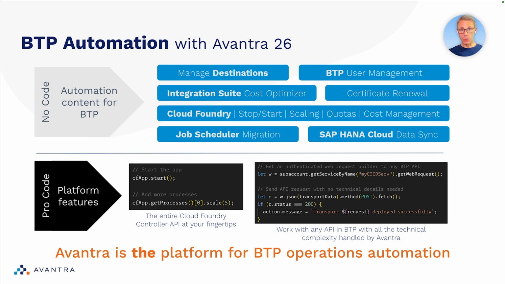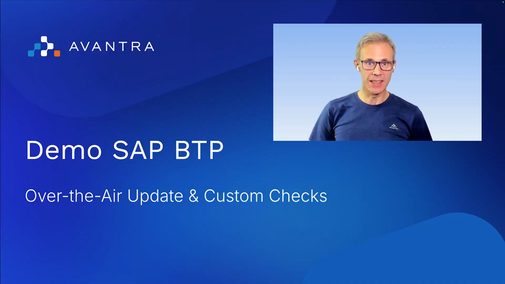But observability is only half the story. Avantra 26 also brings automation to your BTP landscape. Manage destinations, handle BTP user management, renew certificates, optimize integration suite costs, and control Cloud Foundry. Stop, start, scale, manage quotas, all from within Avantra. Whether you prefer no-code or pro-code, the entire Cloud Foundry Controller API is at your fingertips. Avantra is the platform for BTP operations automation. And now, let's have a look at it in action and go to the product.